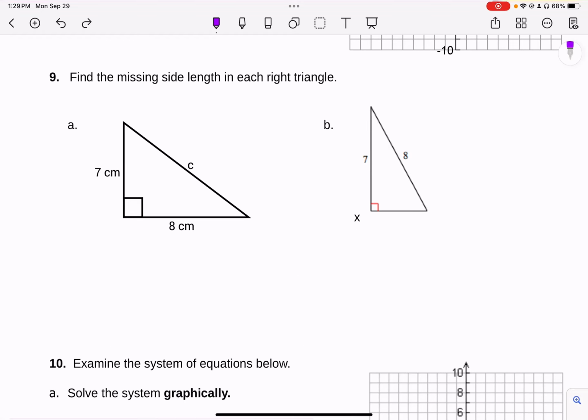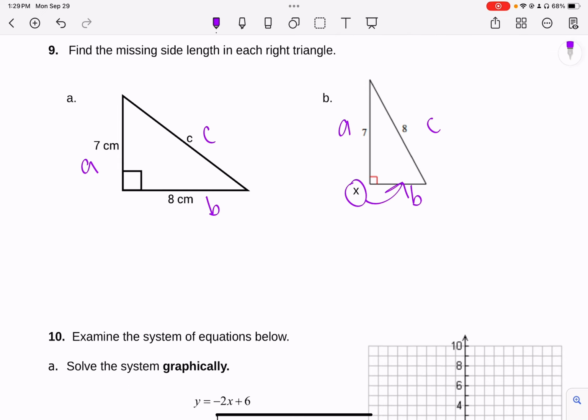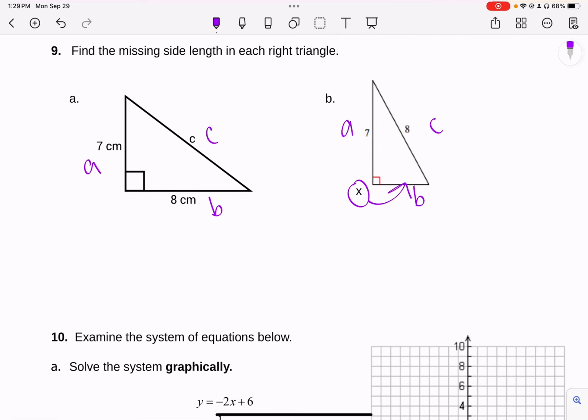Then number 9, it says find the missing side length in each triangle. Oh, that little picture should move over. Sorry, it's going to be printed wrong too. But looking at this, you're going to do a, b, and c as the hypotenuse, and then I'll do a, b, and c the hypotenuse again. It doesn't matter what your a and b are as long as c is in the right place because it's the hypotenuse. So remember, we're using a squared plus b squared equals c squared.